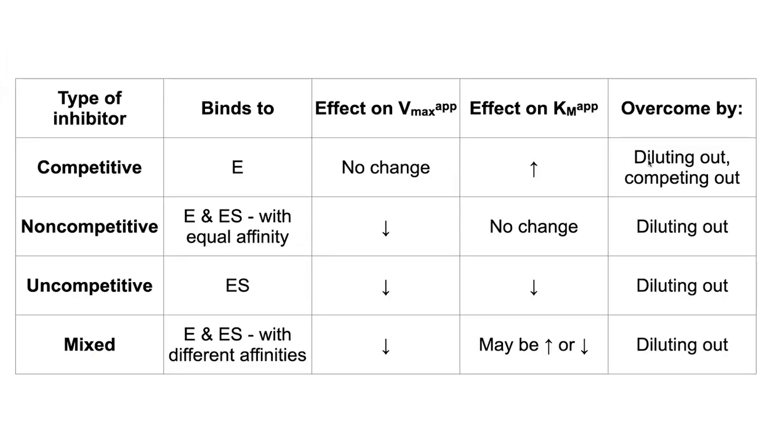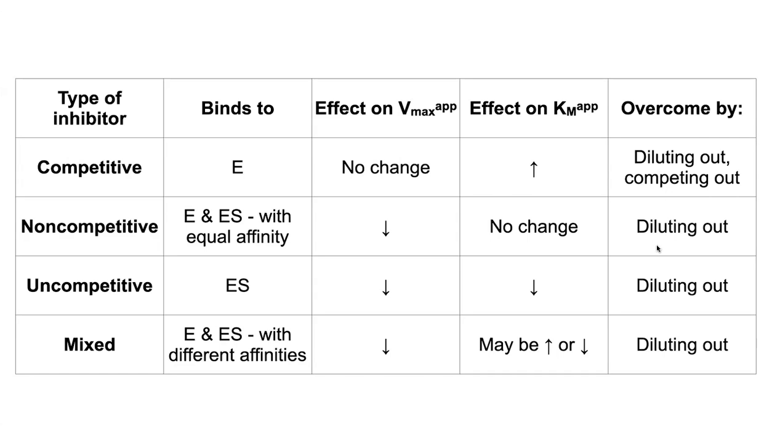We have our competitive, which can be overcome by diluting out or competing out. Non-competitive can be overcome by diluting out, uncompetitive can be overcome by diluting out, and mixed can be overcome by diluting out. But these cannot be competed out, at least not fully. So if you have an inhibitor, say, that binds to the enzyme more than the enzyme-substrate complex, then you can maybe reduce the effects of the inhibitor by competing it out. But at least for the sake of this class, we're just going to consider that the only one we can compete out is the pure competitive inhibitor.